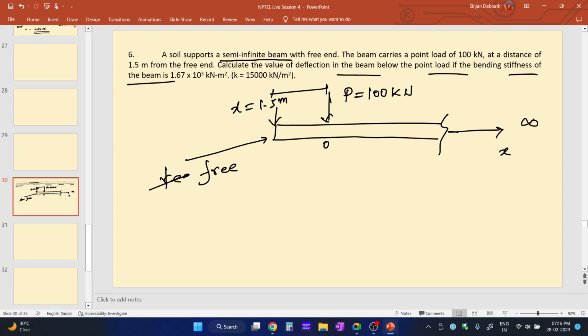This is a boundary condition. The boundary condition is that at the free end there will be no bending moment and no shear force. So what will happen? In order to counteract the bending moment and shear force that will generate due to 100 kilonewton, we need to apply some counteracting moment and forces in order to neutralize the shear force and bending moment at the free end.